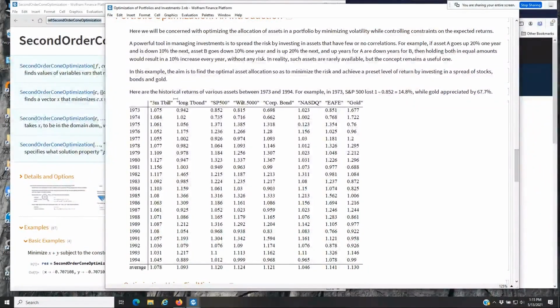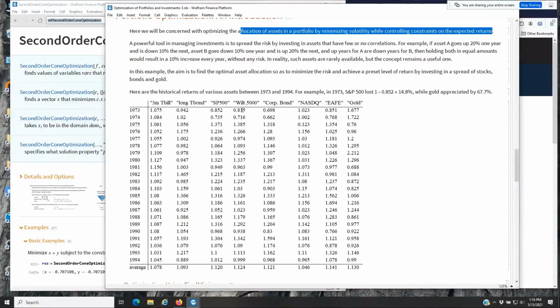So here's our data. I've got it in a table. What we're going to be looking at, of course, is the allocation of assets in the portfolio. We want to minimize the amount of volatility while increasing the overall expected returns. So here we've got 10 different assets: 3-month treasury bill, long treasury bonds. We've got some indexes, bonds, NASDAQ, and gold, for instance.